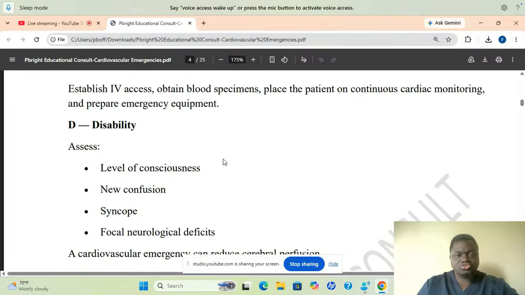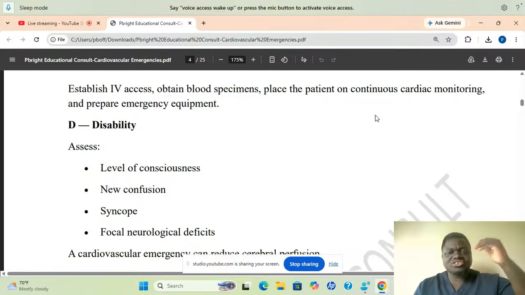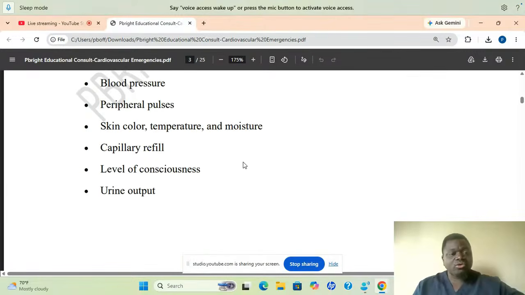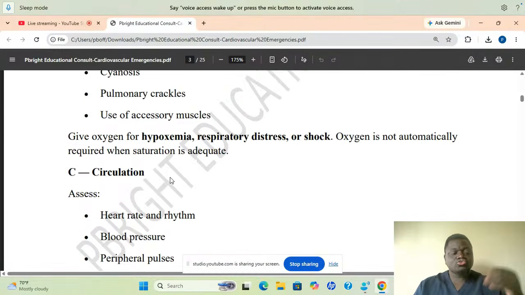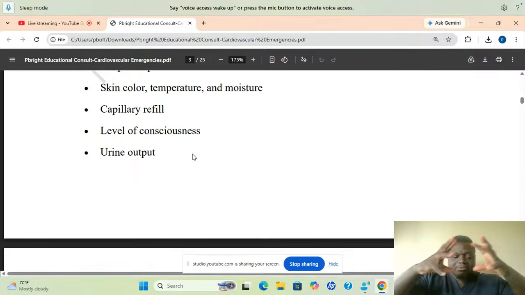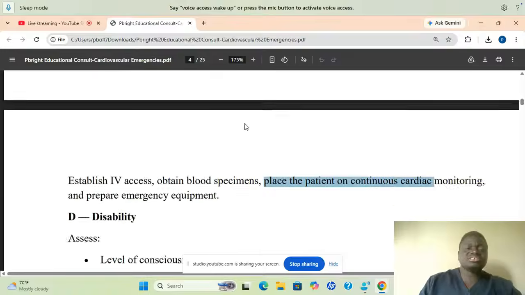After you pass your IV for the circulation, then you obtain your blood samples. You place the patient on continuous cardiac monitoring. When you go to practice, they call this telemetry. And prepare emergency equipment for breathing and circulation. So we have the rapid infusion pumps, the pressure bags to push fluid down, and all those ones. These are the emergency equipment. Good.